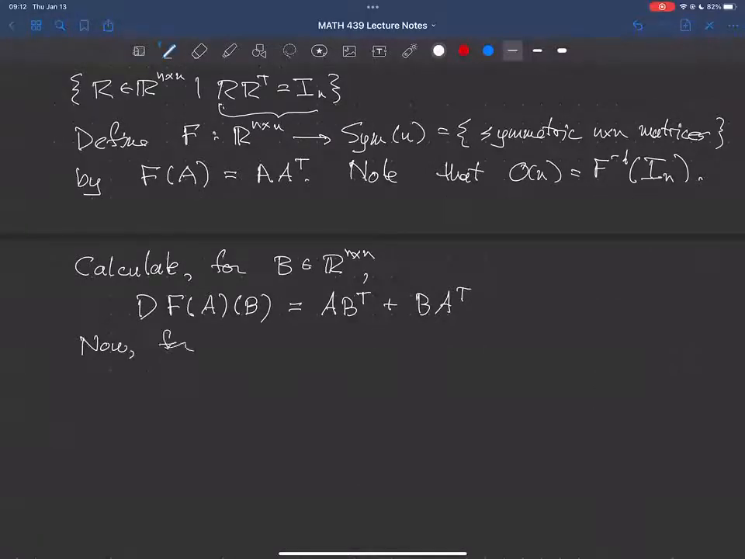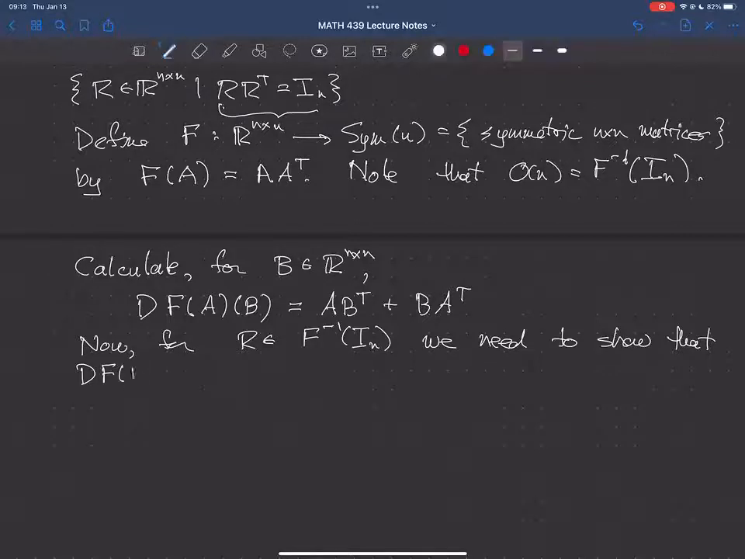Now for R in F inverse of the identity, we need to show that df at R is onto.